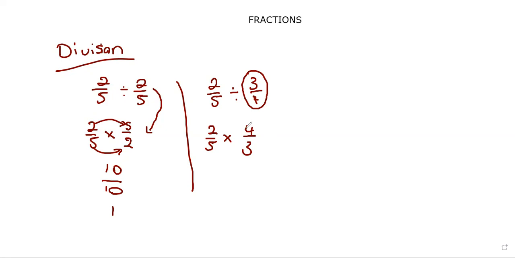2 times 4. You get what? 8. Then what? 5 times 3. It's 15. This is how you get the answer. Unless you can simplify it further, then you continue. But for now, I'm just focusing on the fraction. I'll make another video whereby we simplify. Today, just bring the basics only.